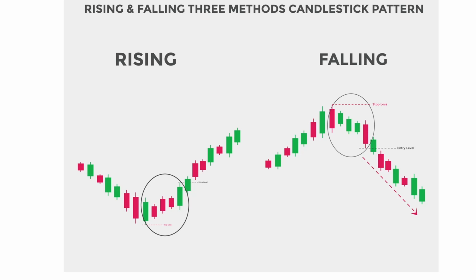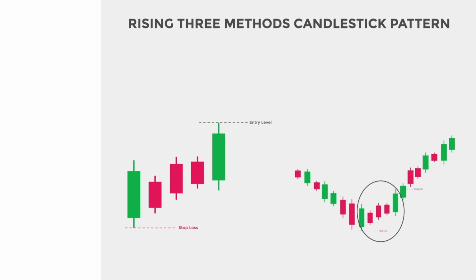Rising 3 methods candlestick pattern. It comprises 3 short red candles sandwiched within the range of 2 long green candles. The pattern shows traders that despite some selling pressure, buyers are retaining control of the market.